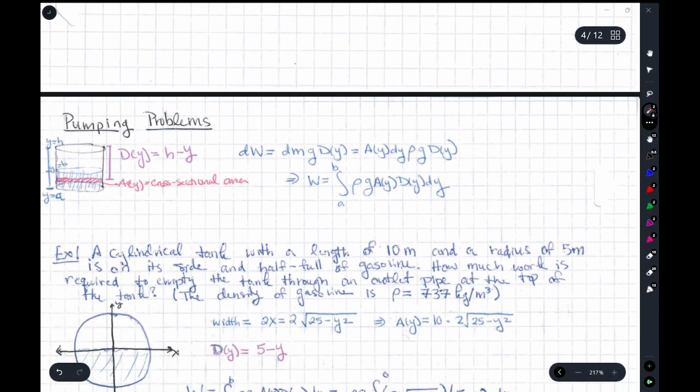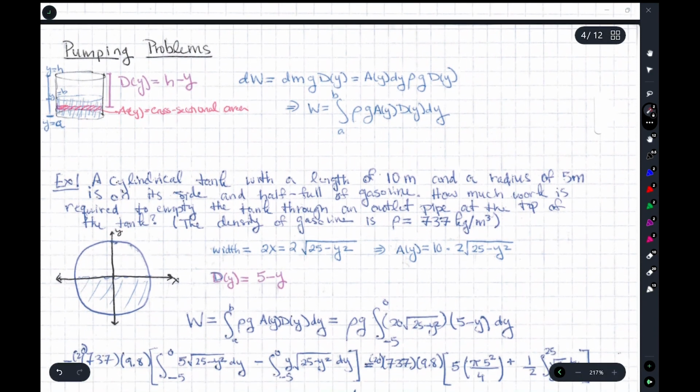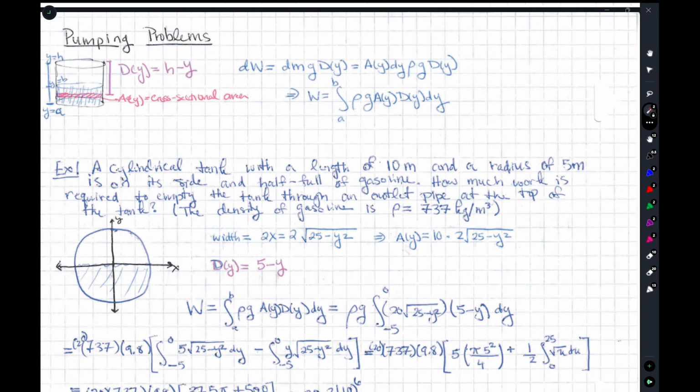Another application is with pumping problems. With pumping problems, we want to pump a bunch of, say, liquid out of an object, out of, say, a tank or something. And again, we first take a look at the dW, the work required to just pull out this slice. We're going to just take a slice of that liquid, maybe it's water.